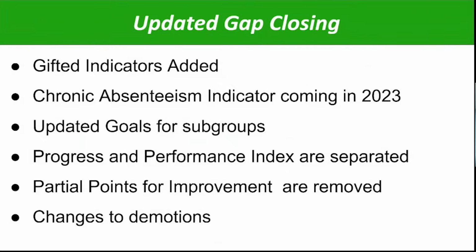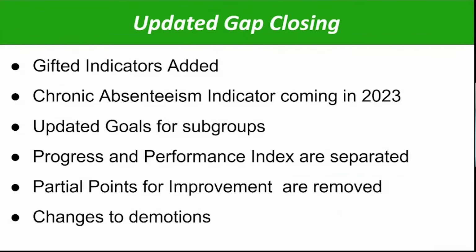The fourth thing is progress and performance used to be together. And if you didn't meet the one area, you could then meet that goal by progress. Those have now been separated. So we have our ELA performance index. We also have our ELA progress, and the same thing for math. So that really creates a few more points that are possible as we're looking at this.